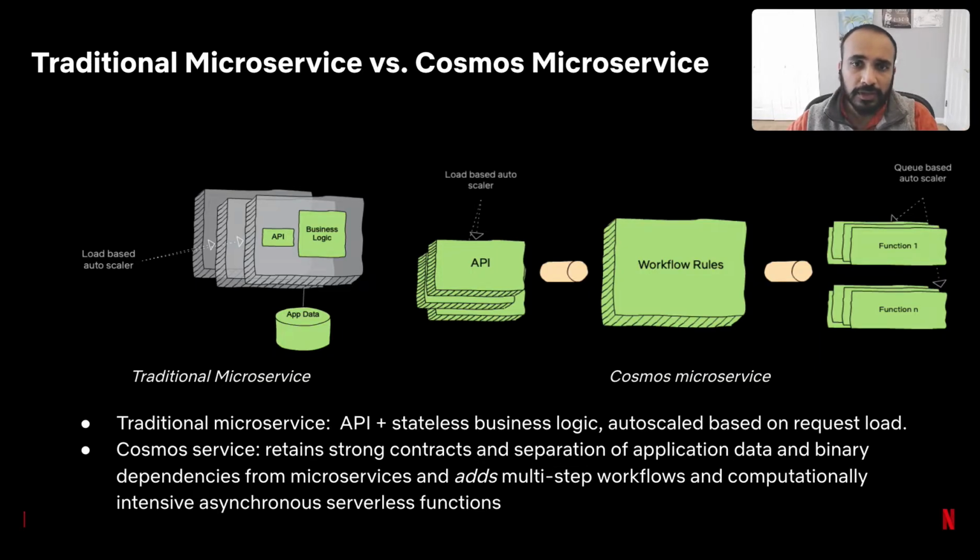A Cosmos service is not a traditional microservice, but there are some similarities. A traditional microservice is an API with stateless business logic, which is auto-scaled based on the request load. The API provides strong contracts with its peers while segregating application data and binary dependencies from other systems. A Cosmos service retains the strong contracts and segregated data and dependencies of a microservice, but adds multi-step workflows and computationally intensive asynchronous serverless functions.